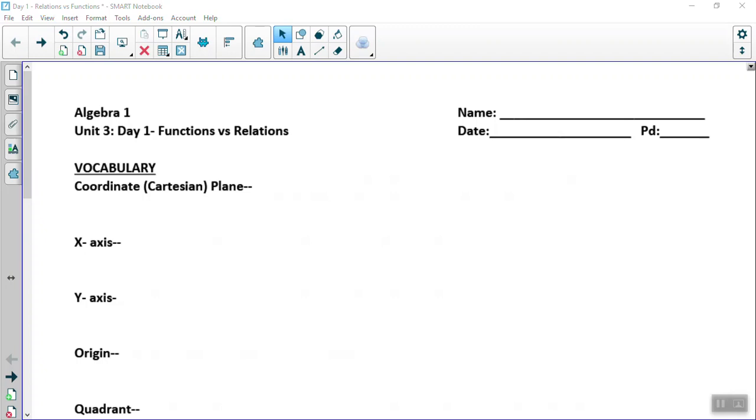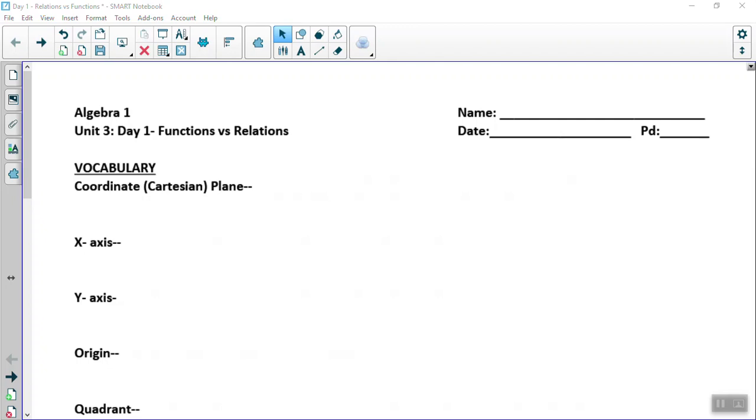Hi everyone, today we're going to talk about functions versus relations. All of this lesson should be a review to you, so we're just going to go back over those vocabulary words and talk a little bit about the different types of ways that we can show functions.